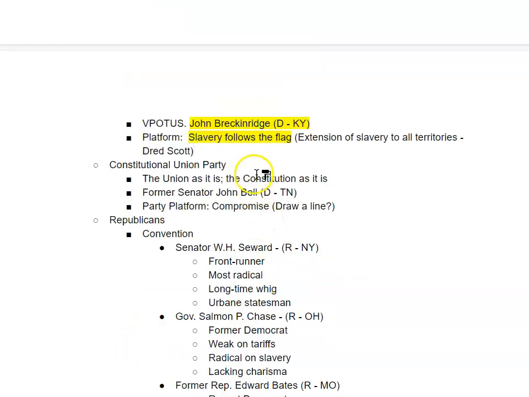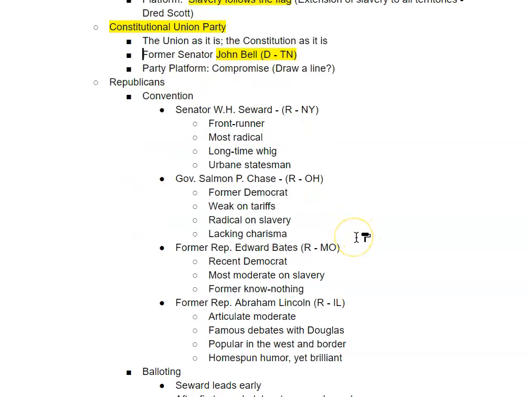There's still another party that forms called the Constitutional Union Party that runs in 1860. Their slogan is "The Union as it is, the Constitution as it is." That all of these changes and disputes and that slavery is tearing the country apart and that no one wants that. They nominate former Senator John Bell, Democrat from Tennessee, to be the Constitutional Union Party candidate. Their platform is compromise somehow, that the Union, the Constitution, used to not deal with this issue of deciding slavery in the territories, so neither should we. They also will be running in the election of 1860.